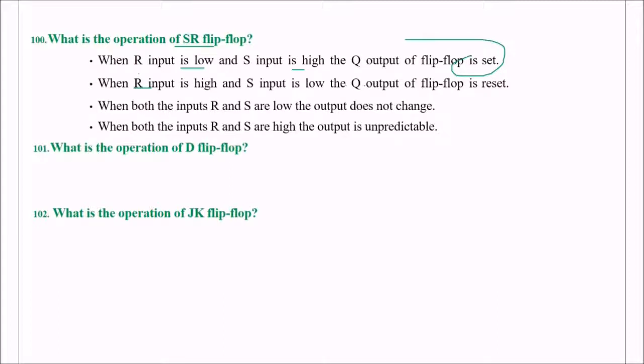R is high, S is low, Q is reset. When both R and S are low, output does not change. When R and S are high, the output becomes unpredictable.